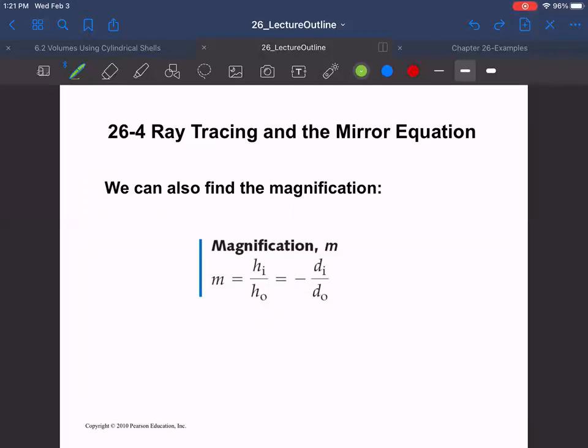And then it turns out that the image distance and the object distance, their ratio with a negative sign out in front of it, will also give you the magnification as well. Negative distance to the image divided by distance to the object. Okay, and that'll tell you your magnification.